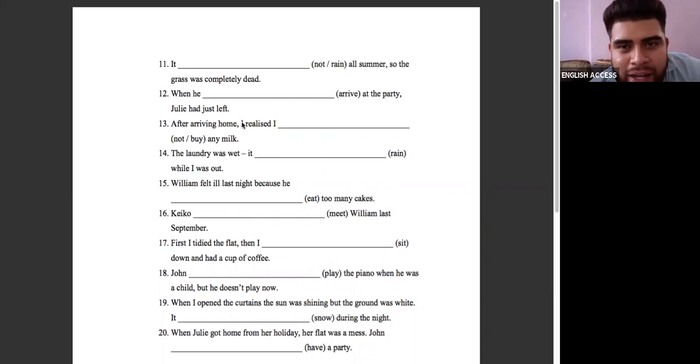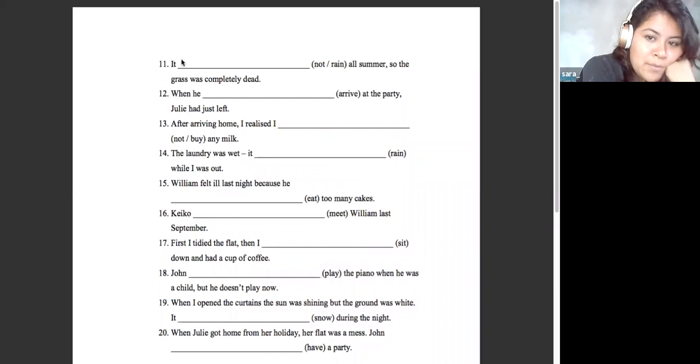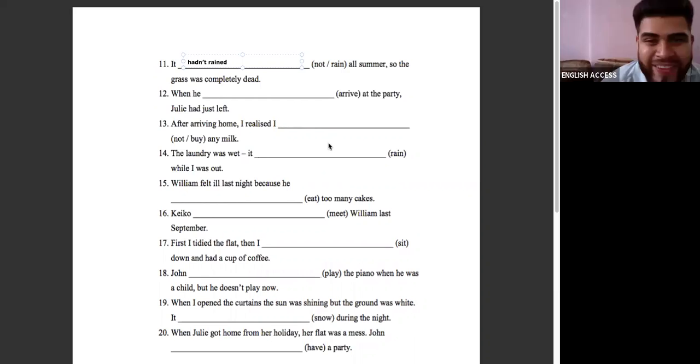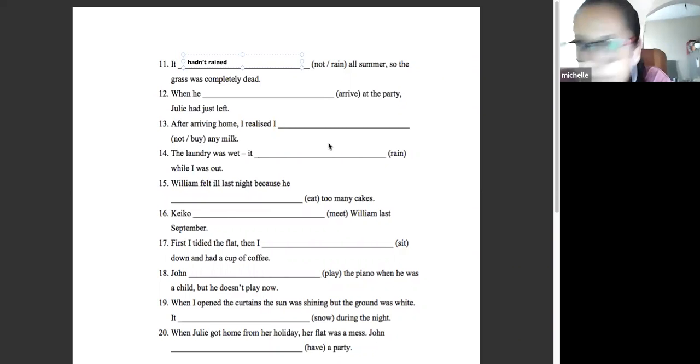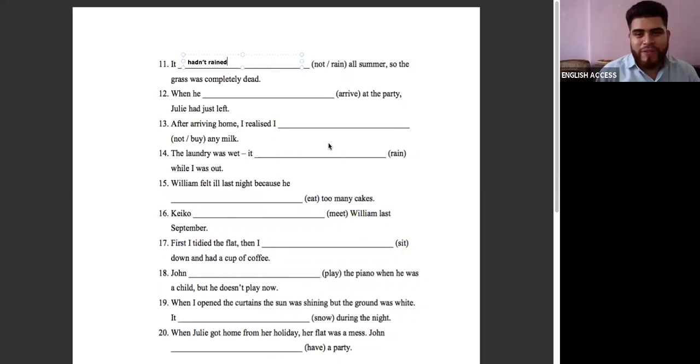It all summer, so the grass was completely dead. It hadn't rained. It rained. Why? I don't know. It makes sense for me. Okay, it makes sense. Yes. I mean, first, it didn't rain, and that's why all the grass was dead. Right. Number 12, Michelle.